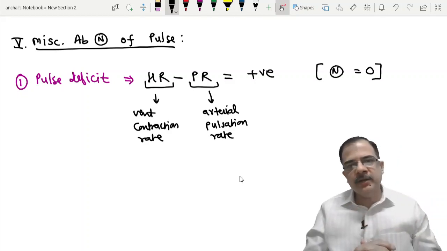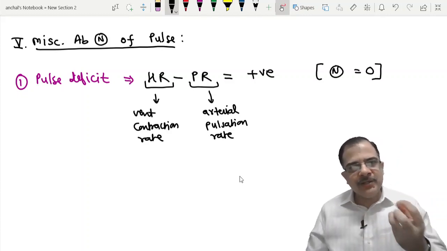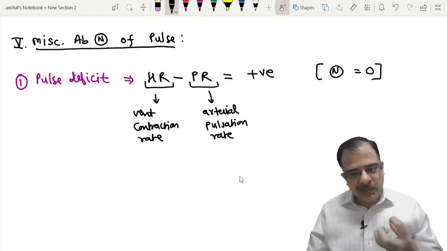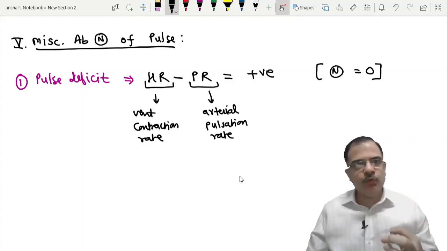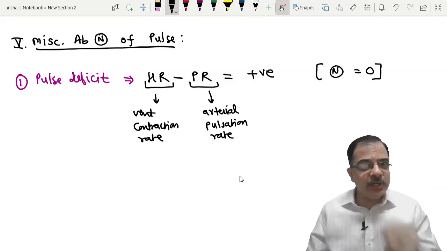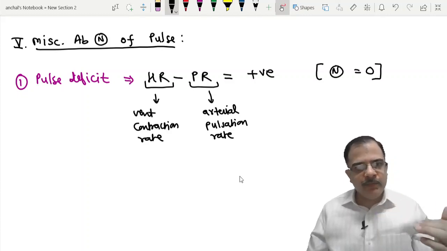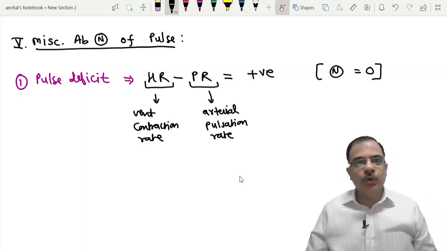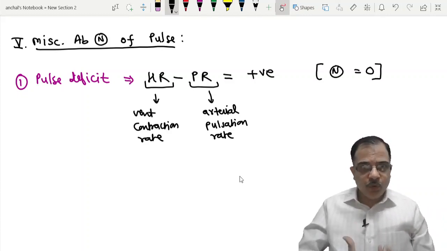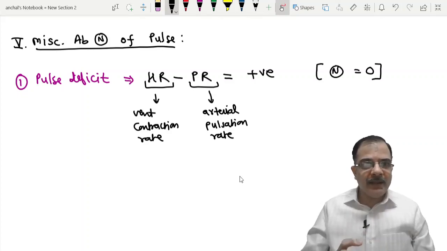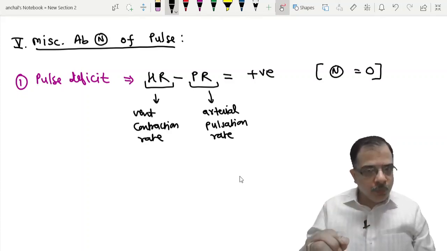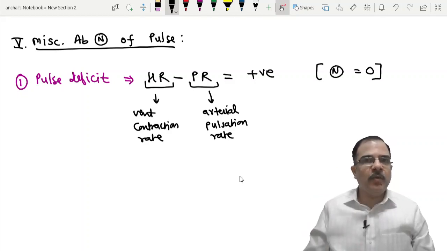But there are some conditions when there is a difference. Now listen carefully. The heart is contracting, but during that contraction the pulse is not felt. During that particular ventricle contraction, the pulse will not be felt occasionally. So the heart rate will be more than the pulse rate in 1 minute. That means occasional ventricle contraction does not translate into a pulse. Why does it not translate into a pulse? Because sometimes the stroke volume is so low that it is not felt in the form of a pulse.